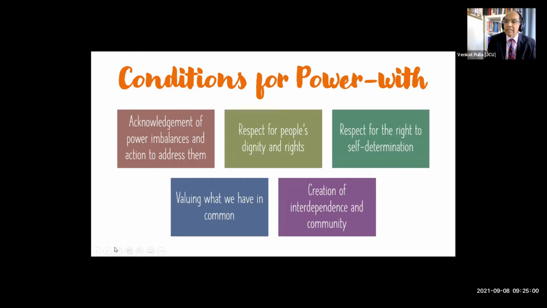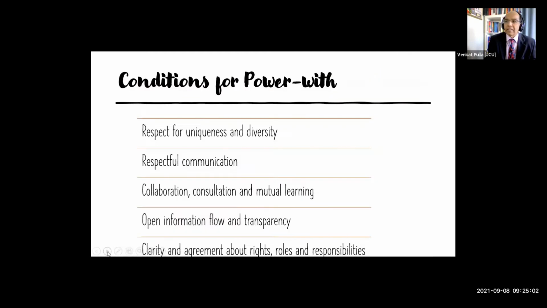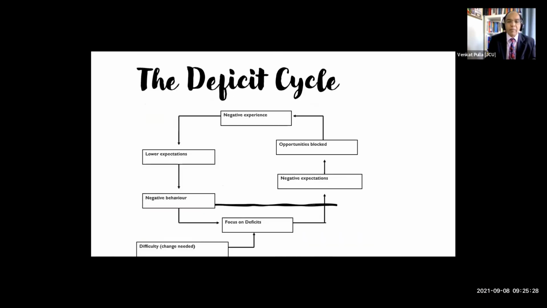And when we look at the conditions with power with, we look at uniqueness and diversity, a possibility of respectful communication, collaboration and consultation, and of course, open information flow and transparency. Now, opposed to this, let me open up what is called the deficit cycle.